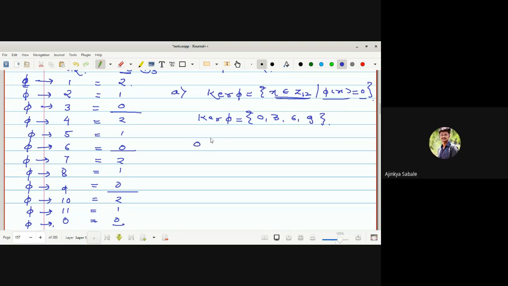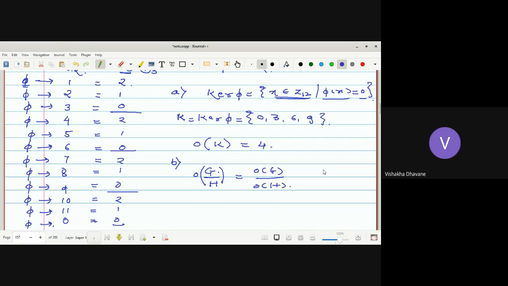No, sir. This is K. Capital K is equal to the kernel of phi. So the order of capital K is equal to what? 4. Now we know that if G is a group and H is a normal subgroup of G, then the order of G by H is equal to what? Order of G divided by order of H.